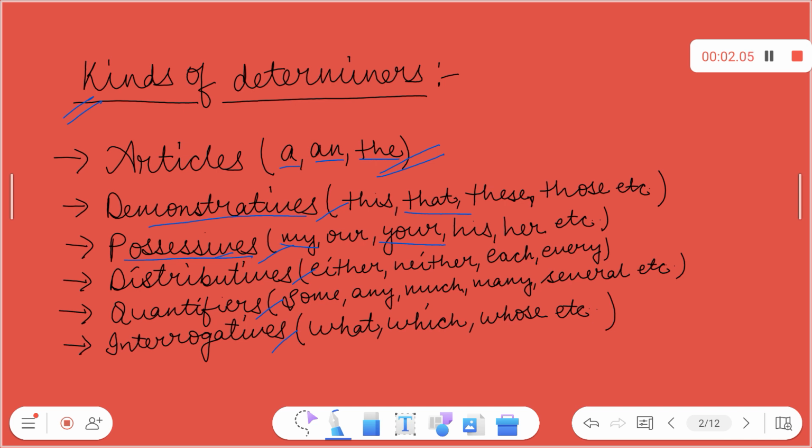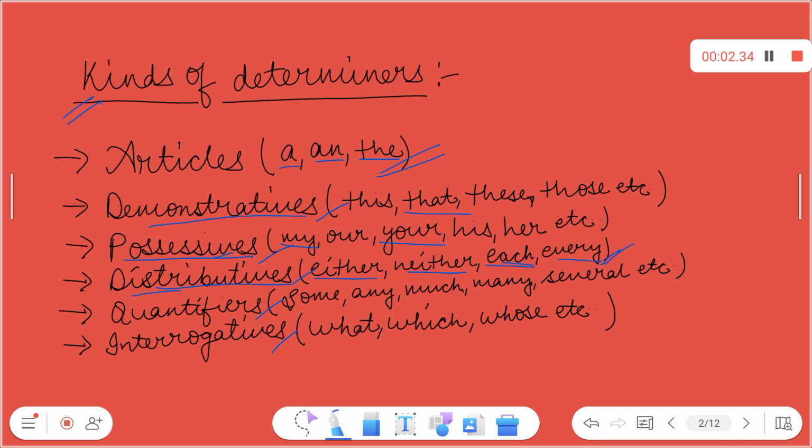Now comes our distributives. It is very easy, students, to understand these with the words given over here. So when we speak of distributives, what does that mean? Distributives means distribution. Alright? Either, neither, each, every. These come under distributives because they tell us about distribution. Each student in the class was happy today.